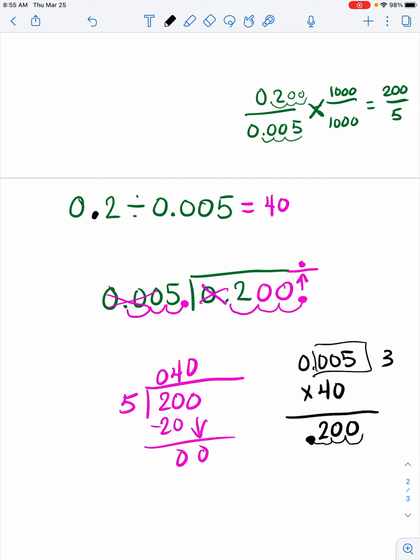So, again, to sum up, in order to divide with a decimal divisor, you simply move the decimal point in the divisor the number of places so that you can get yourself a whole number, and then whatever you do to the divisor, you have to do to the dividend. Just like in fractions, whatever you do to the denominator, you must do to the numerator. And that is really the only trick of dividing with decimals.